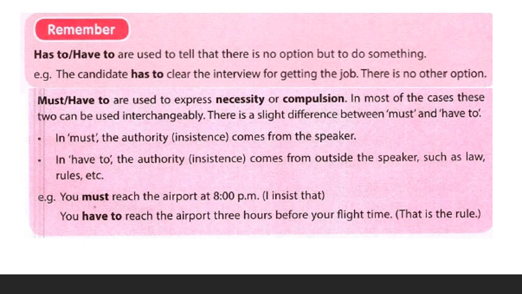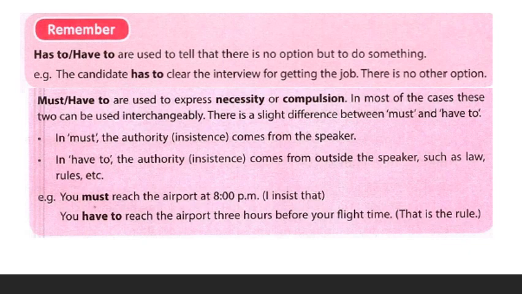When you look at the examples, you will understand better. You must reach the airport at 8 p.m. I insist. I insist means you should do it. You have to do it, right? You have to reach the airport 3 hours before your flight time. That is a rule. So must is used when the authority comes from the speaker, and have to is used for generally a law or a rule, but both are used as a necessity or a compulsion. Is that clear? So that is the usage of must and have to, right?